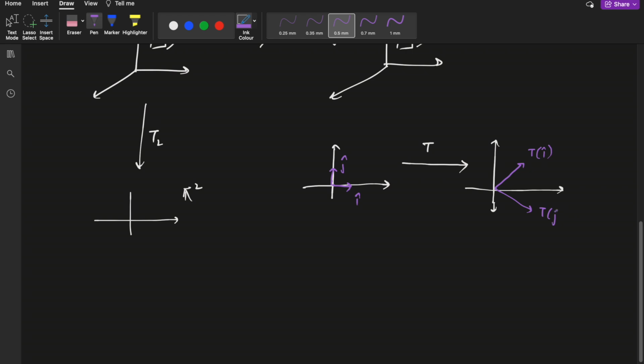So you see that it got flipped, right? Initially, in the input vector space, j hat was to the left of i hat if you go anti-clockwise. But in the transformed vector space, T of j hat is to the right of T of i hat. So the orientation of the basis vectors got switched.